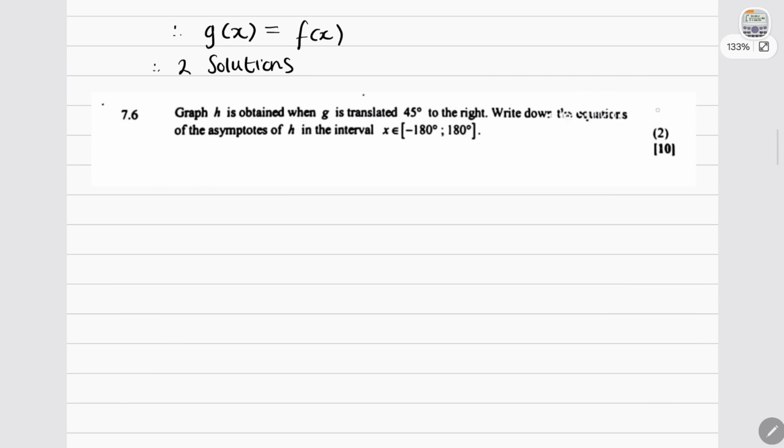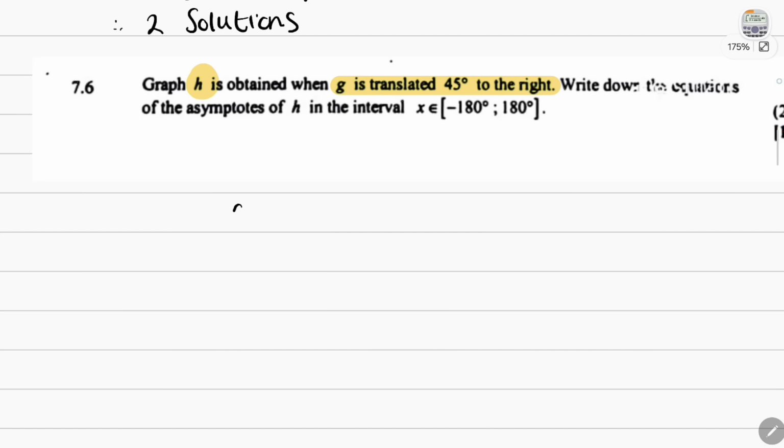Okay, question 7.6 says, graph H is obtained where G is translated 45 degrees to the right. We need to write down the equations of the asymptotes of H in the interval where X is an element of, and this is what we have, okay? Again, the same thing. So this time the graph of G is being shifted, okay? 45 degrees to the right. So you see, it forms this new graph, H of X.